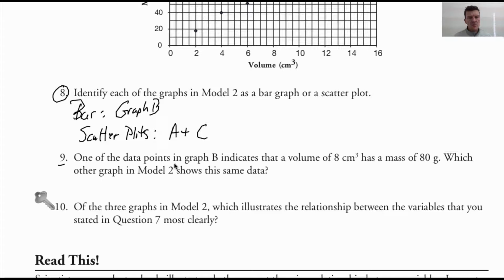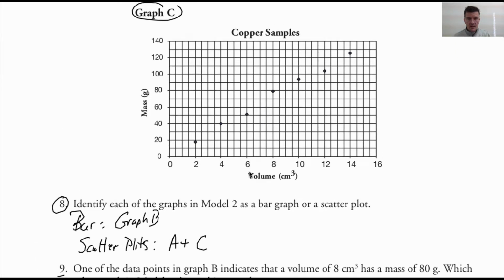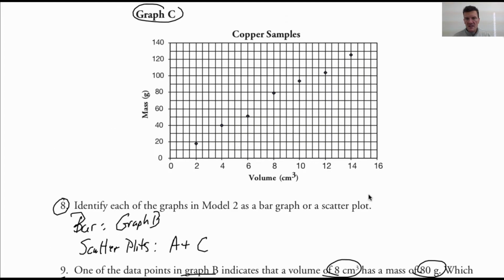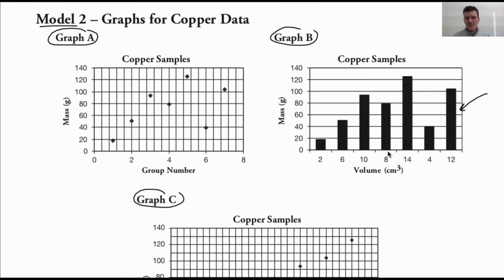Number 9, one of the data points in graph B indicates that a volume of 8 cubic centimeters has a mass of 80 grams. Which other graph in Model 2 shows this same data? So let's look here. In graph B, volume of 8 cubic centimeters has a mass of 80. So 8 goes to 80. You can see along the bottom on the x-axis we have volume in cubic centimeters increasing from 0 up past maybe around 12 here.